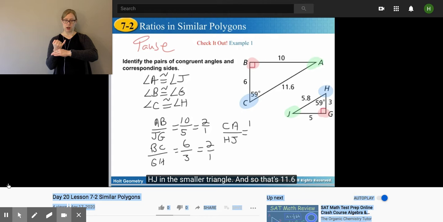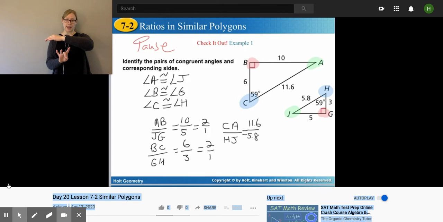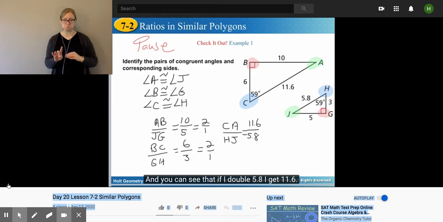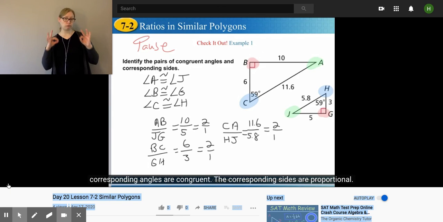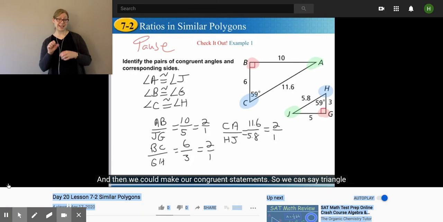And so that's 11.6 divided by 5.8. And you can see that if I double 5.8, I get 11.6. So that's also 2 over 1. And so there we've shown it. The corresponding angles are congruent. The corresponding sides are proportional. And then we could make our similarity statement.